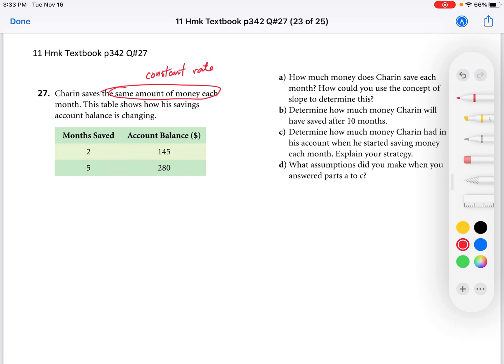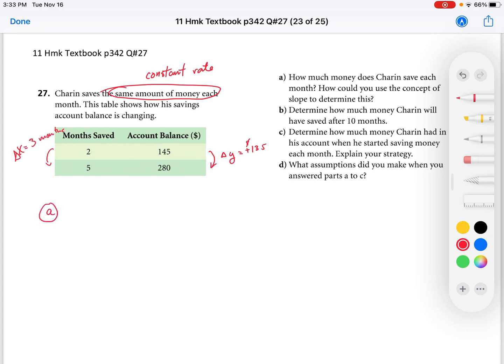So it says, how much money does Shirin save each month? How could you use this concept of slope to determine? Well, this is essentially slope. So if I work out the slope, the change in y, in this case it's going to be plus $135 over the change in months, which is 3 months.